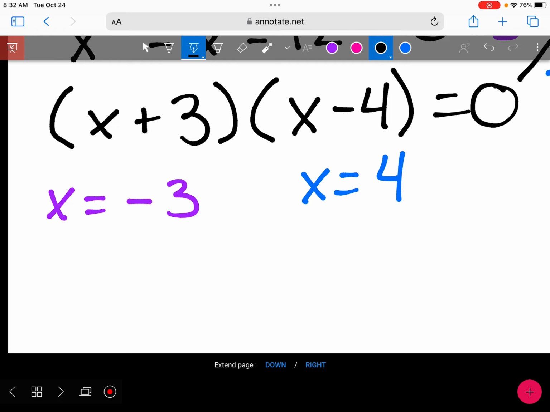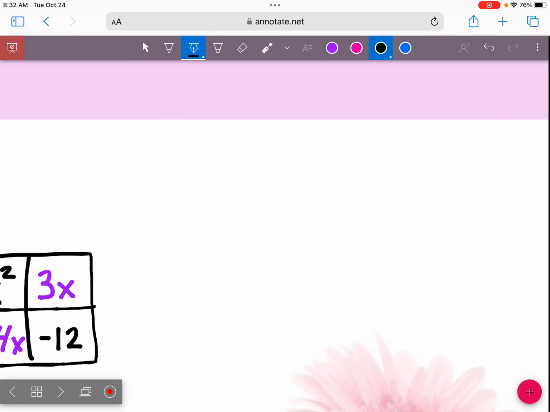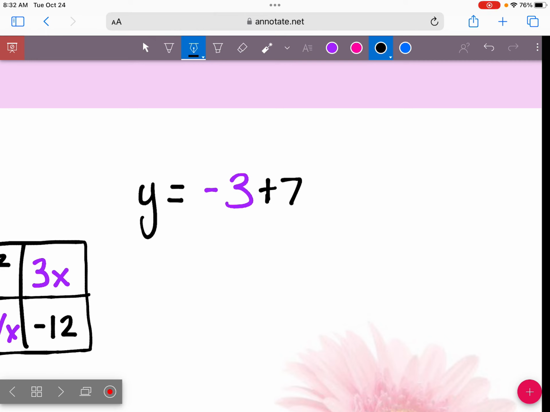So I'm going to do this over here to the side. Y equals negative 3 as my x plus 7. And we're going to do y equals 4 plus 7. We have to do both. Substitute in both x's.